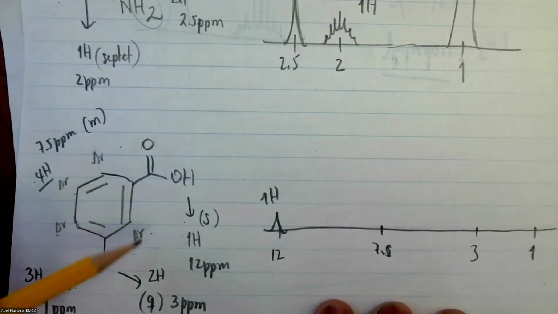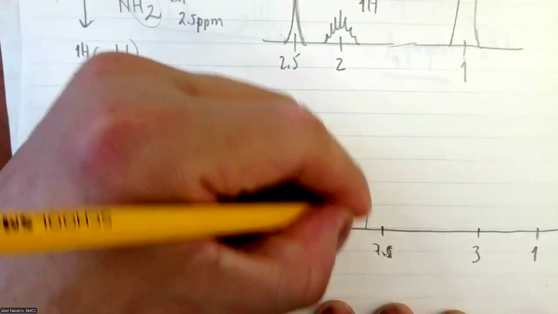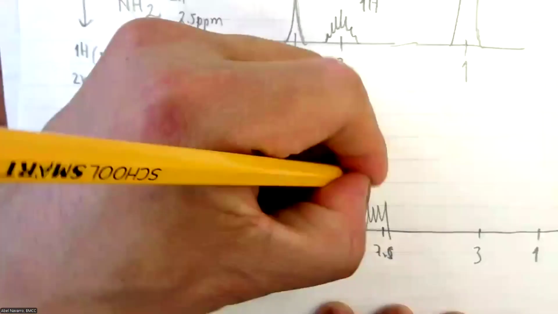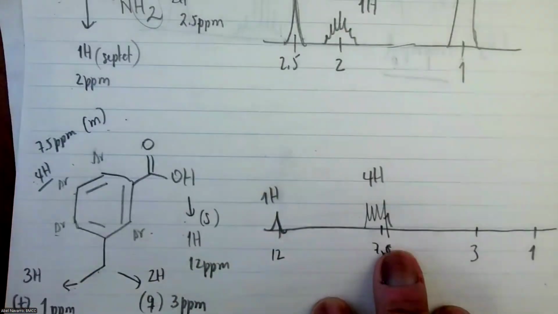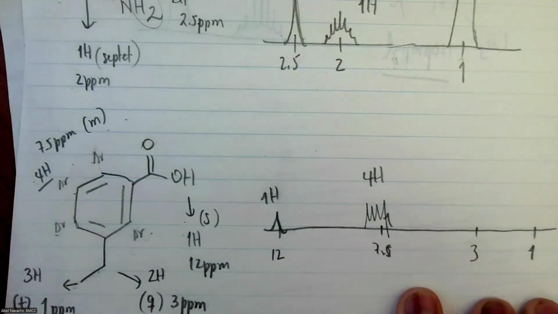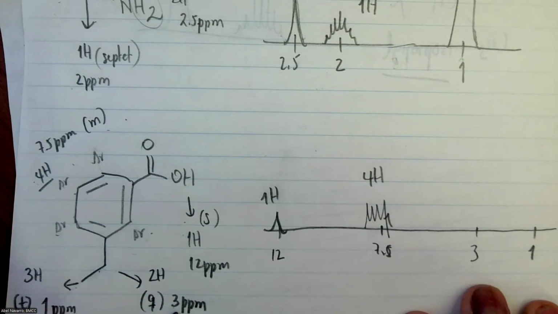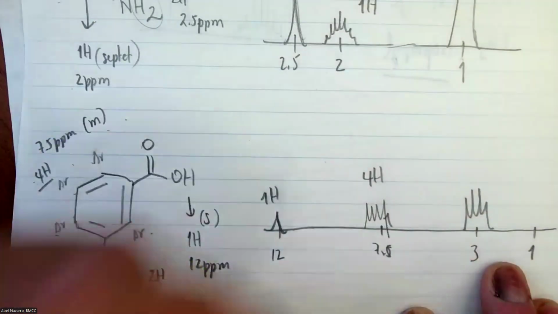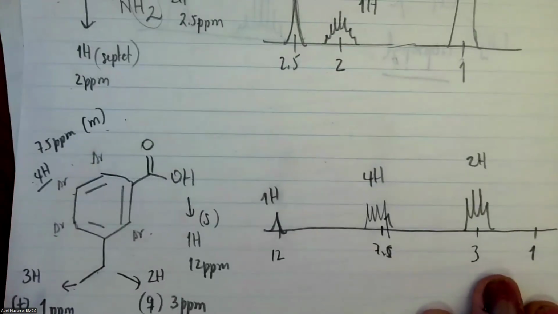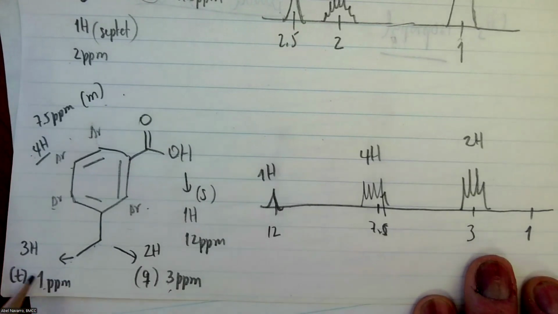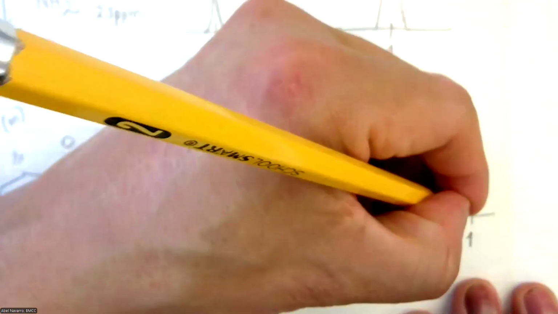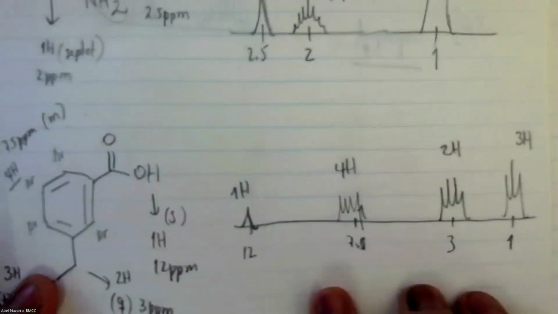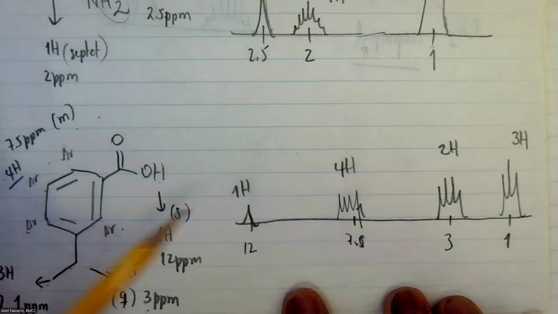The aromatic is going to be messy, right? Multiplet with 4 hydrogens. That's okay, 4 hydrogens. It's just the area, it's not necessarily the height. 3 ppm, 2 H's, quartet. And at 1 ppm is 3 H's, triplet. Okay? That's how to represent aromatics in non-symmetrical molecules.